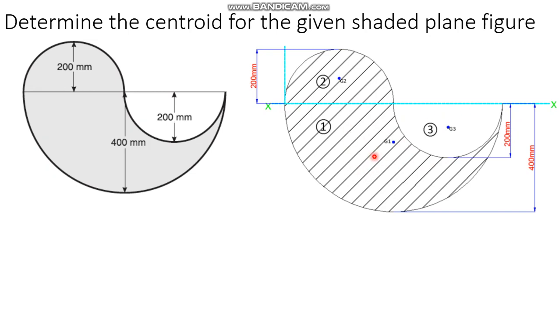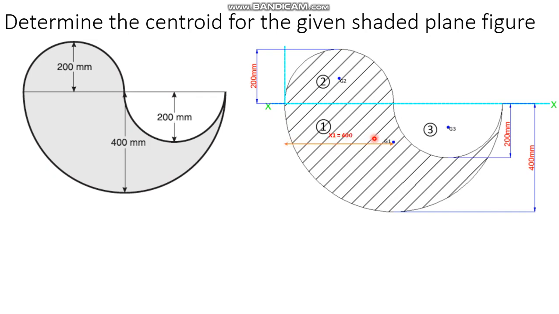In this, first you have a semicircle of 400 radius, and this is a semicircle of 200 radius, and this is a semicircle of 200 radius. G1, G2, G3 represent their centroids. G1 is the centroid of this whole bigger semicircle, G2 represents the centroid of this semicircle, and G3 represents the centroid of this semicircle. First, x1 distance you have to measure from the y-axis. This is a semicircle and the centroid will be here, so this distance will be 400 because the radius here is 400.